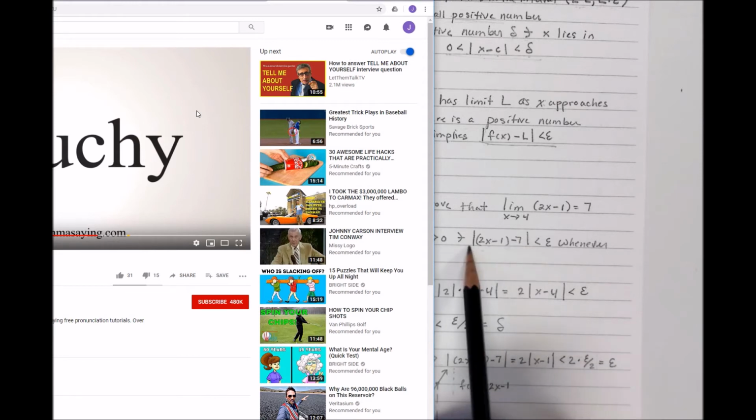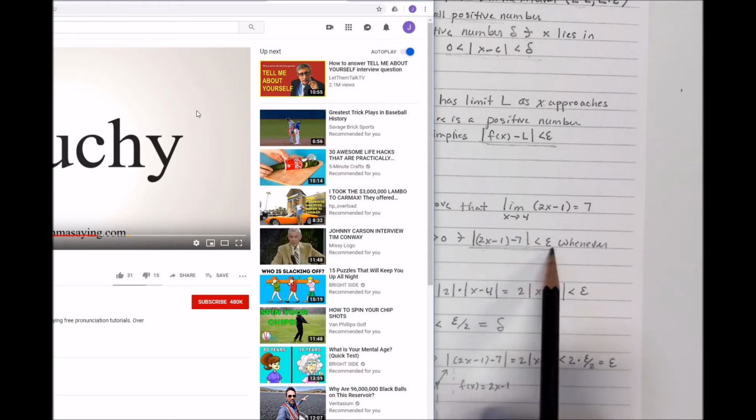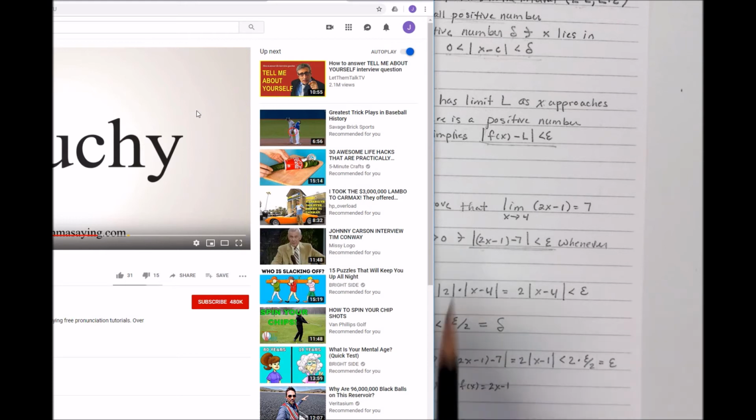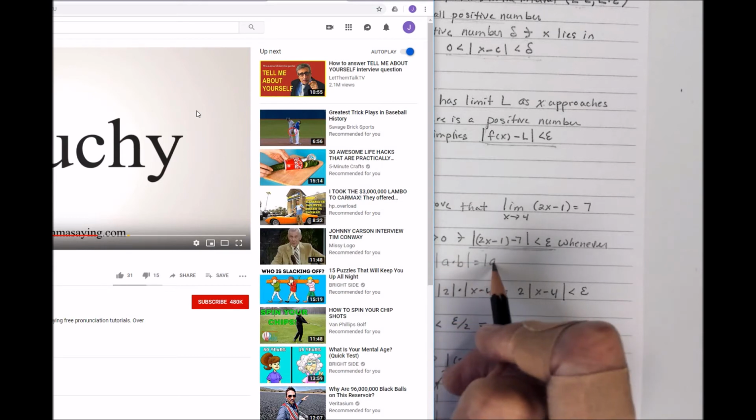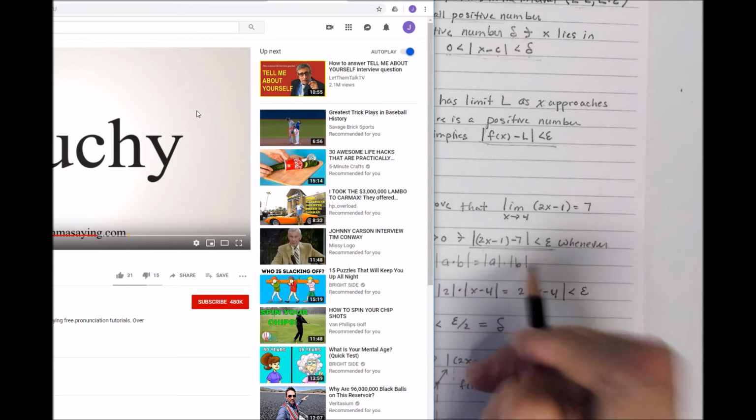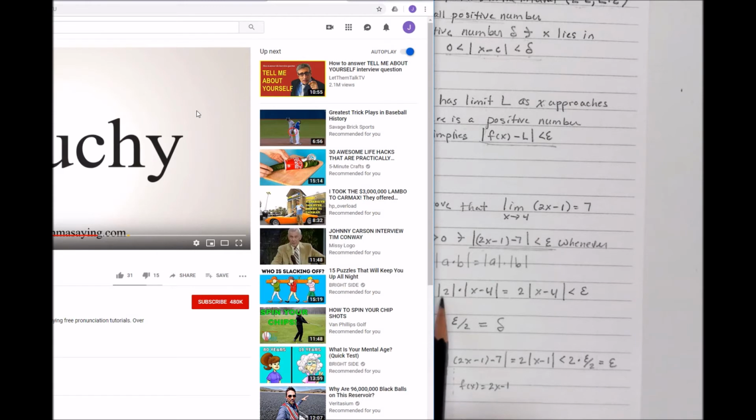So we'll start here. Given an epsilon, we have to find the delta. So we start with this expression. We do a little bit of algebra here, and this simplifies to this, which simplifies to this. Now remember, when you have the absolute value of a product, the absolute value of A times B is equal to the absolute value of A times the absolute value of B. So this is equal to the absolute value of 2 times the absolute value of x minus 4. And of course the absolute value of 2 is 2.